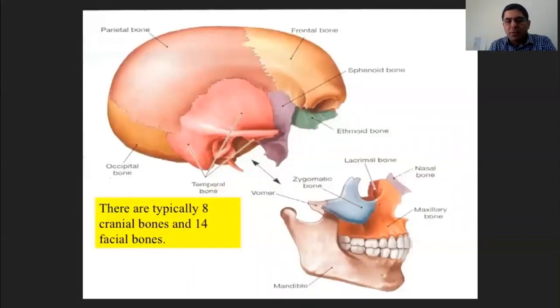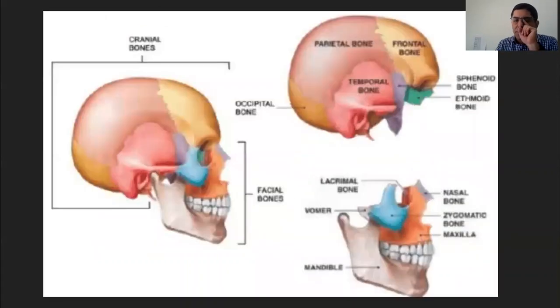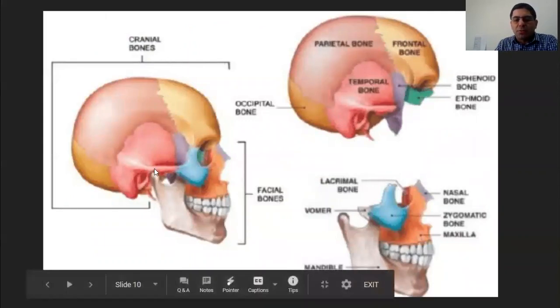Another view of the bones, you can see here. We have 8 cranial bones and 14 facial bones in total. So you need to look at the atlases we've mentioned in the syllabus. It doesn't matter what atlas you use. So use the atlases and get to know the names of these structures. This is very important.